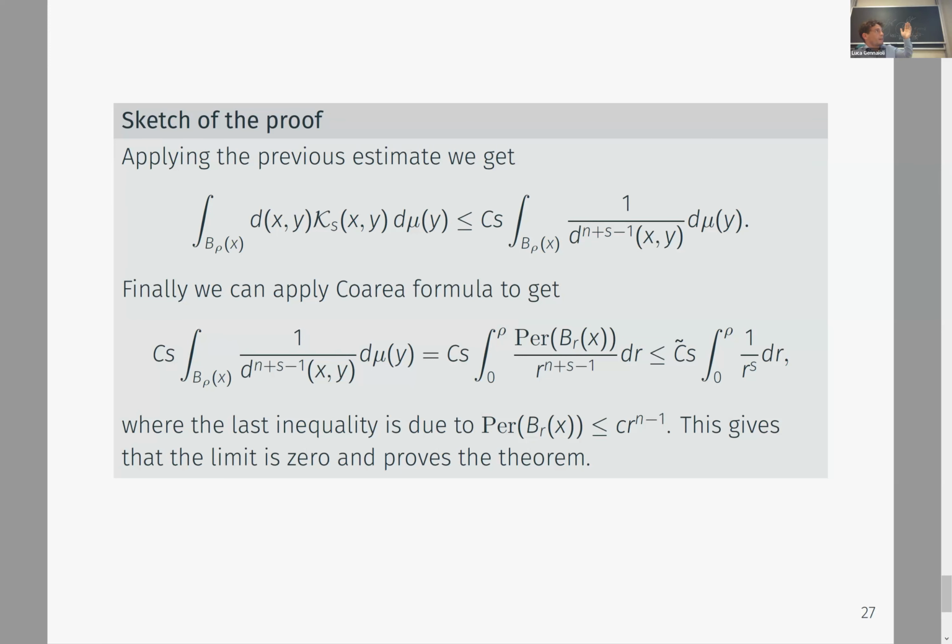Because when you put this inequality in place, you can apply the co-area formula. With the co-area formula, basically you get an integral over R of the perimeter of the set over this kernel, where the distance function becomes the radius. And if you use the fact that your manifold locally looks like Euclidean space, the perimeter of a ball goes like R to the power n minus 1. So you just substitute this inside the integral, and what you get is, of course, a convergent integral. And in the limit, this goes to 0 again. So this proves that the limit is 0, and it also proves the theorem.